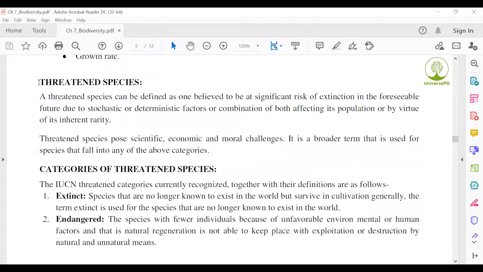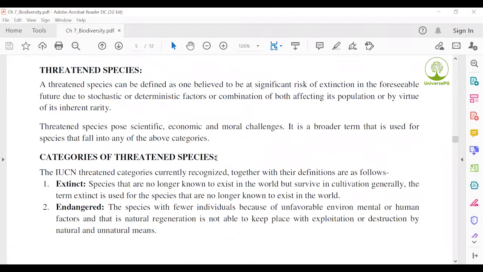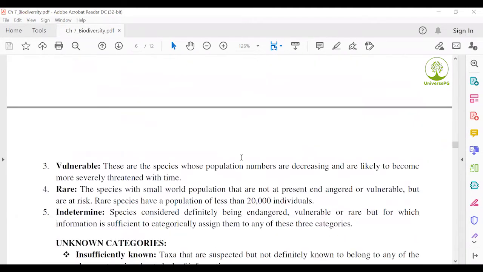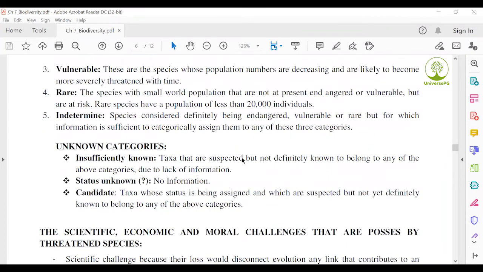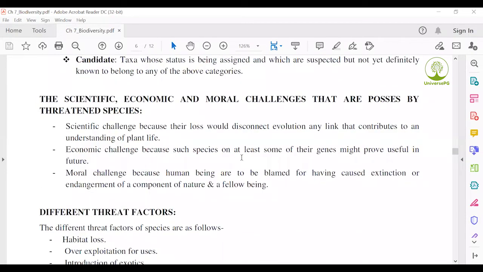Next, last class we discussed threatened species. What is a threatened species? Categories of threatened species and also some unknown categories. The economic, scientific and moral challenges that are posed by threatened species.